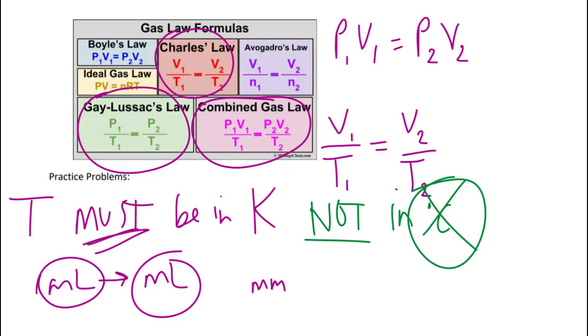If you're using millimeters of mercury, that's great. Just make sure that both of your pressures, let's say you're using Gay-Lussac's law, your P1 and your P2 both need to have the same unit, whether that's torr, whether that's PSI, it doesn't matter. We don't have to be, like I said, the same units as the ideal gas law, the R that we used. Just make sure that your units are consistent.